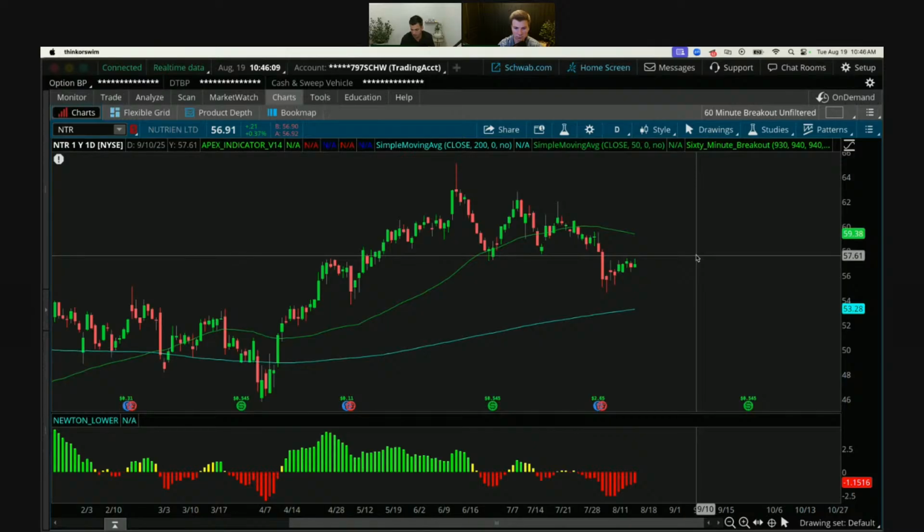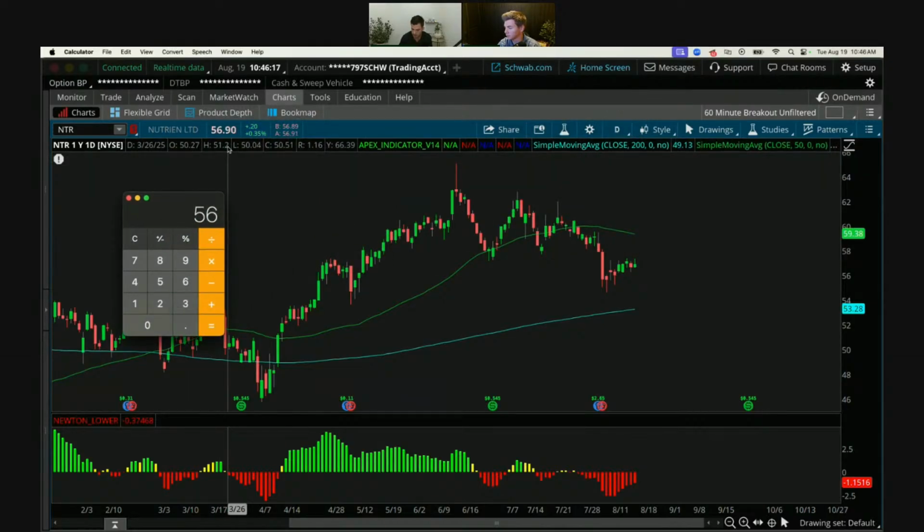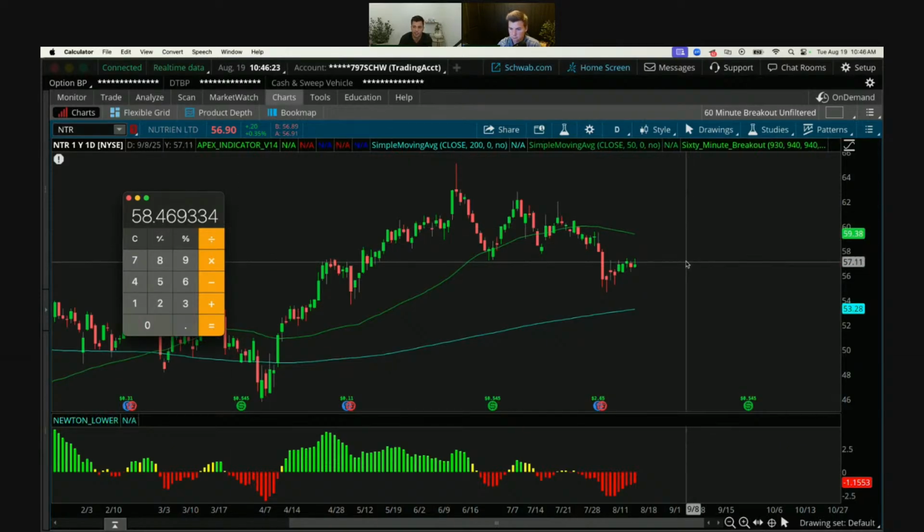We know that it typically gains 2.74% over the next 22 days. So let's just take that current price, 56.91 times an increase of 2.74. That puts it at 58.46 by September 11th. So you can see where my crosshairs are there. I may trade it a little more conservatively.